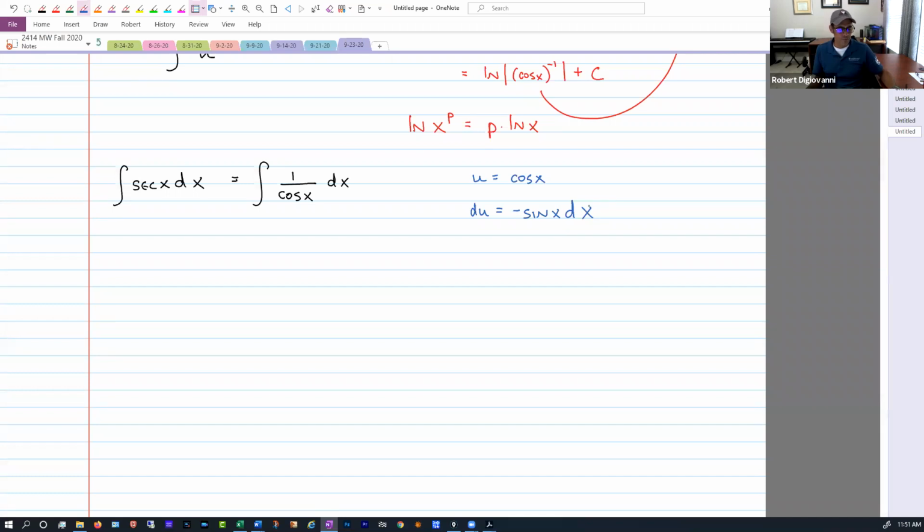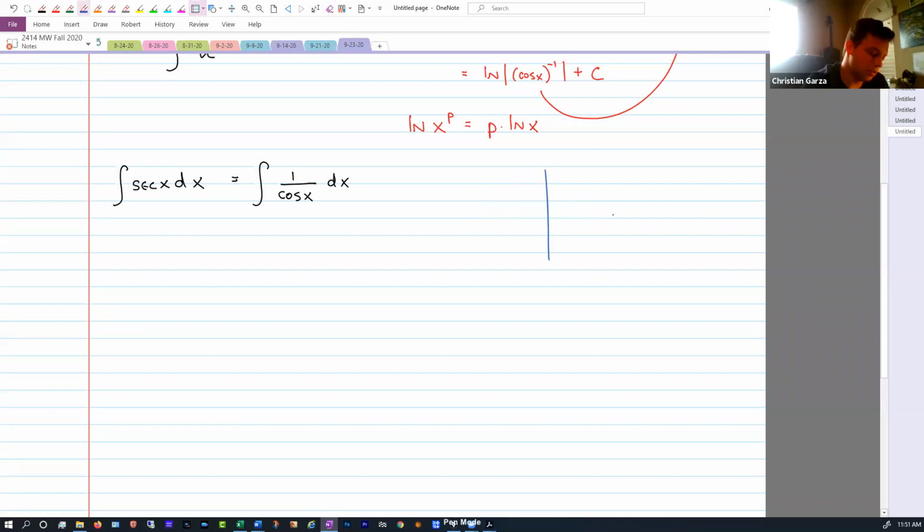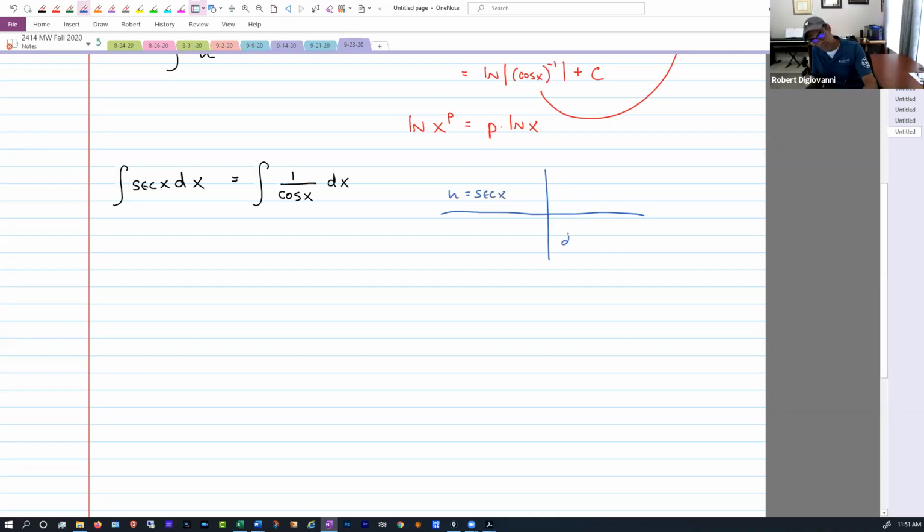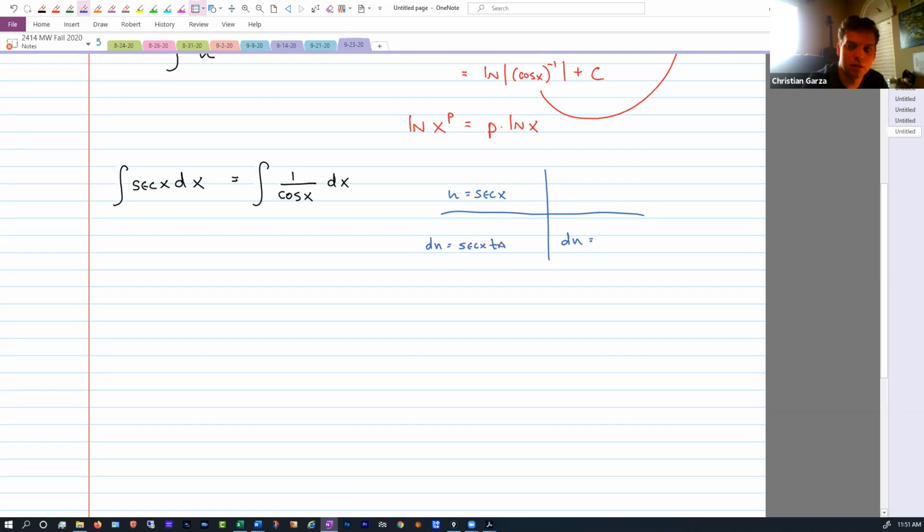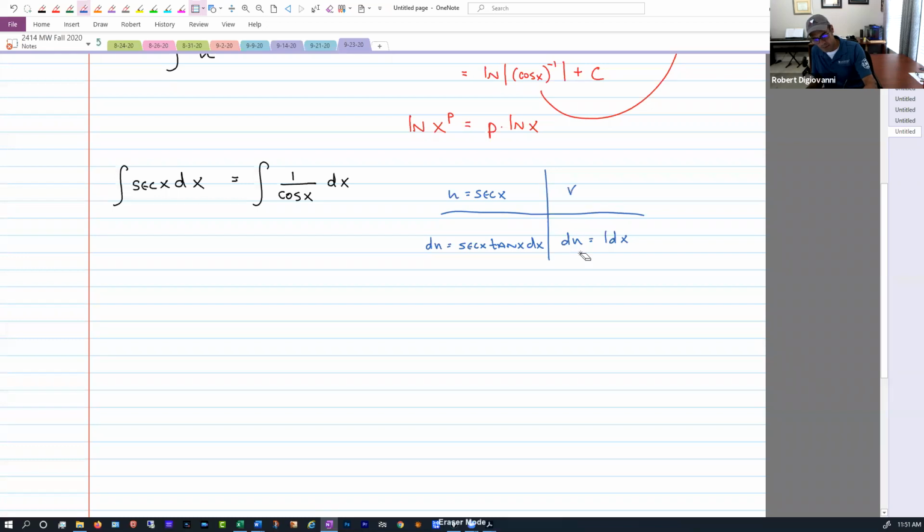Anyone try anything else? I tried integration by parts. Okay, so what did your table look like? I made u equal to secant x, and then the derivative would just be secant x tangent x. And then I made dv equal the 1 dx. The v would just be x then, right? Yeah. And so that table, you can generate the table, right?